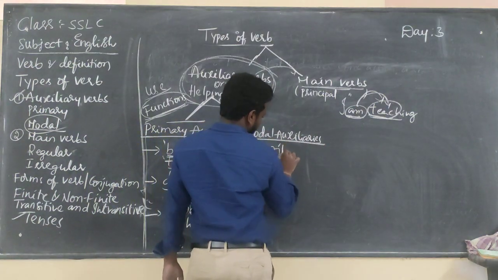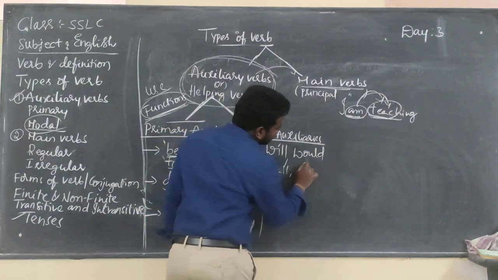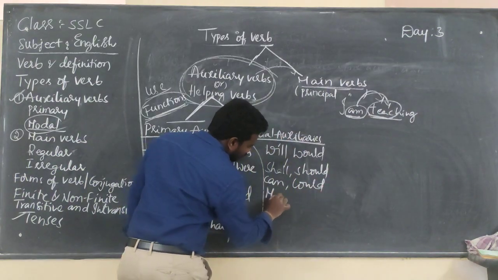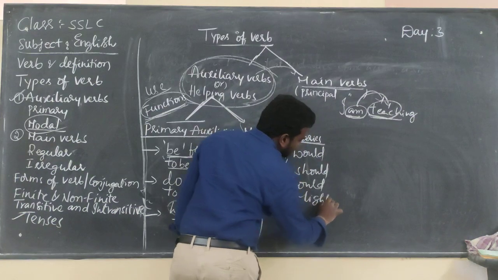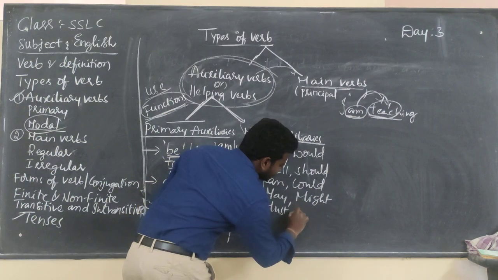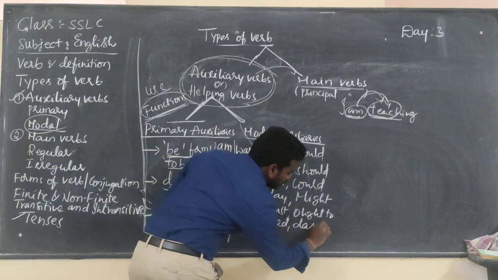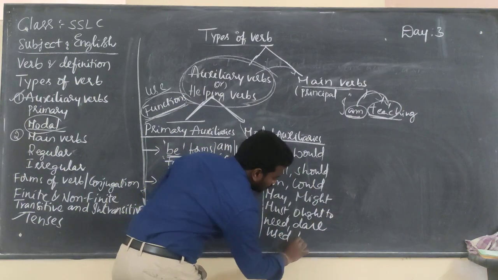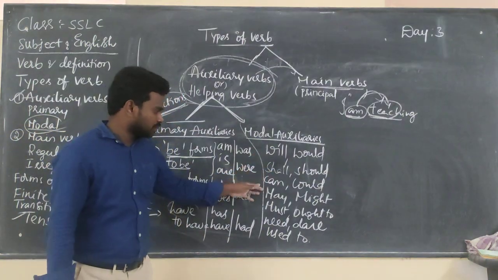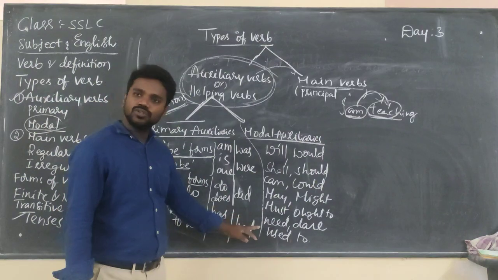So now, modal auxiliaries. Here I write: will, would, shall, should, can, could, may, might, must, ought to, need, dare, used to.